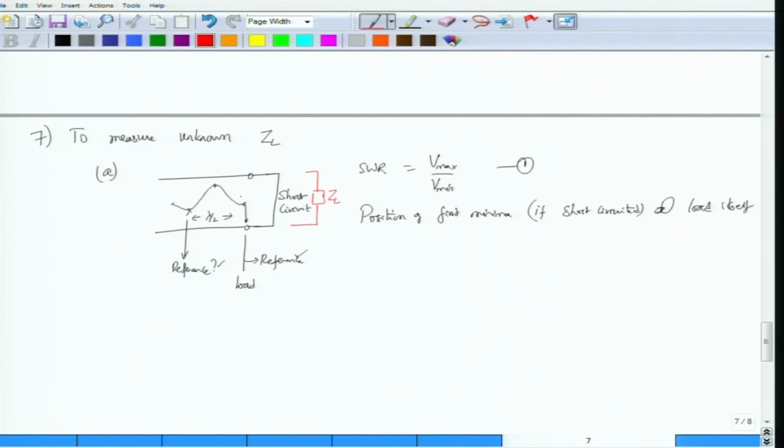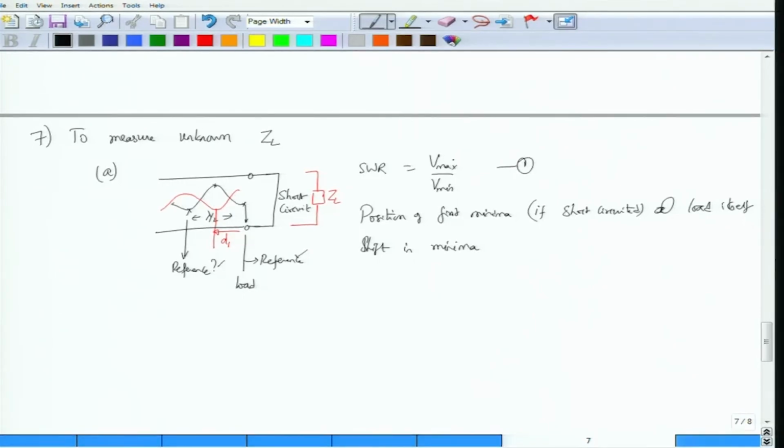What would happen if ZL is not equal to a short circuit? Then there will be a shift in the minima. So now the minima would shift and produce its own standing wave pattern. Note down the shift in minima. You might ask, why note down the shift in minima, why not the maxima? Technically, it is easier to measure the minima points with much better accuracy than the maxima points.